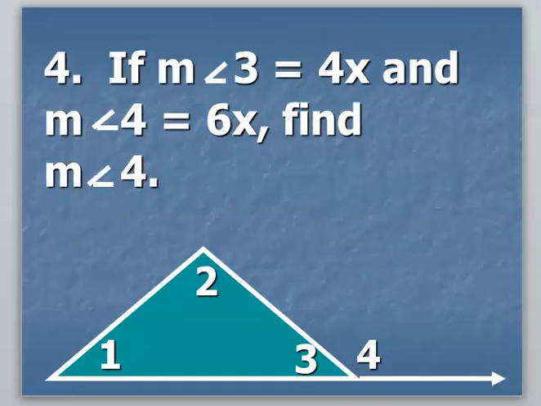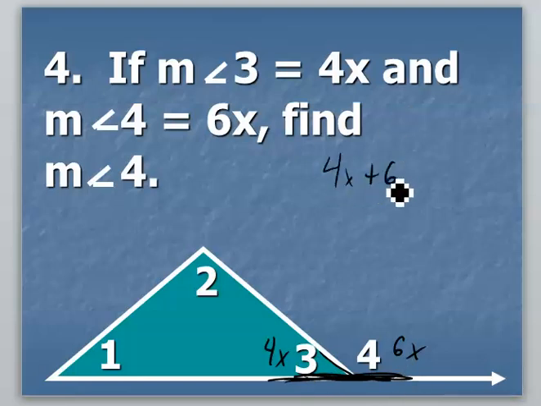Last example with this picture, the measure of angle 3 is 4x. The measure of angle 4 is 6x. Find the measure of angle 4. Stop first and figure out how you can find x. I only have these two angles. These are two angles that together make a line. They're a linear pair, so they're going to add up to 180.